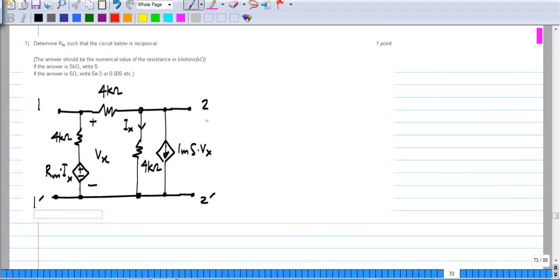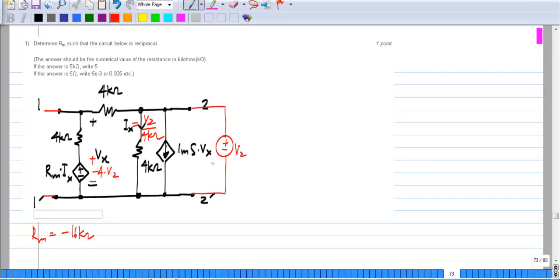Now for two more parameters, we have to apply a voltage to the second port with the first port left open circuited. Okay. So if we apply V2 here, this Ix will be V2 by 4 kilo ohms, and this Rm Ix, we determined Rm to be minus 16 kilo ohms. So this Rm times Ix will be minus 4 times V2. Okay.